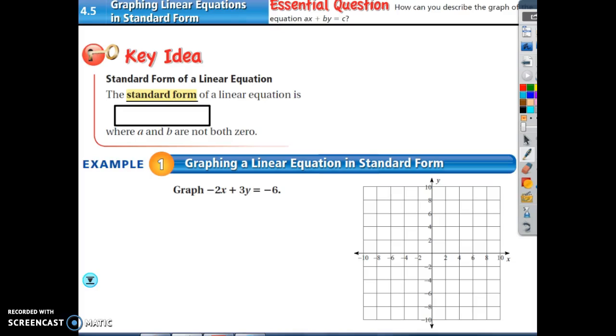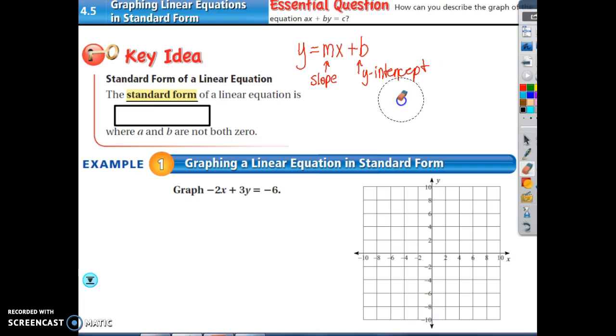Hello, today we're going to be discussing section 4.5, which is on graphing linear equations in standard form. Our essential question for the day is how can you describe the graph of the equation ax plus by is equal to c? Previously, we've talked about slope-intercept form of an equation, which is the form where y equals m times x plus b. In this form, the m represents your slope, while the b represents specifically your y-intercept.